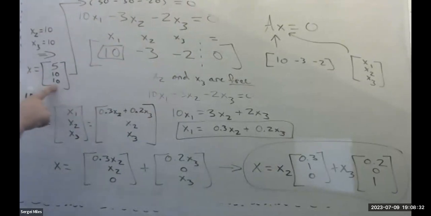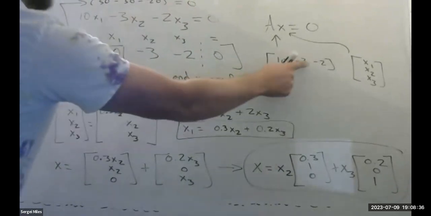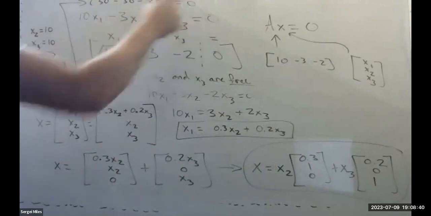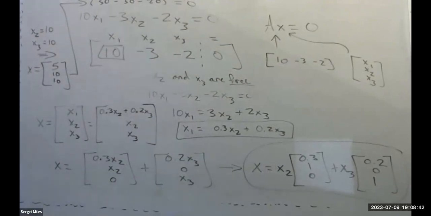We have a vector, which is not the 0 vector, that when I multiply this matrix A by this column vector, it results in the 0 vector. So great, we have a non-trivial solution, but again, I have infinitely many. I could also double this. I can make this 10, 20, 20. I could make this 15, 30, 30, right? Any multiple of this vector will also be a solution.